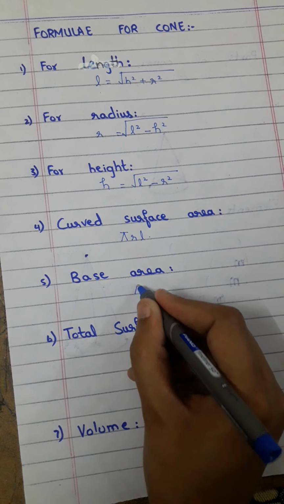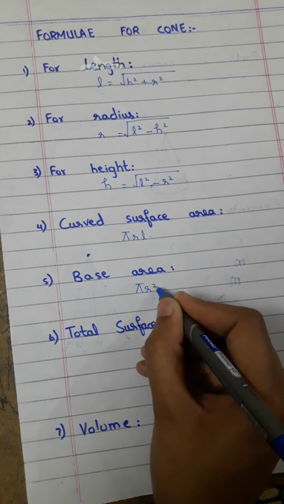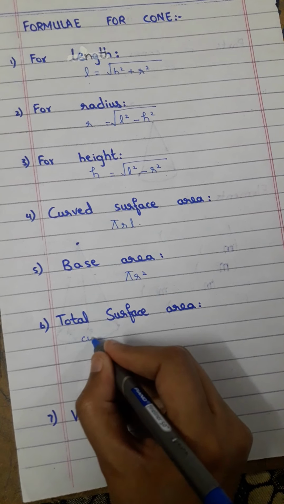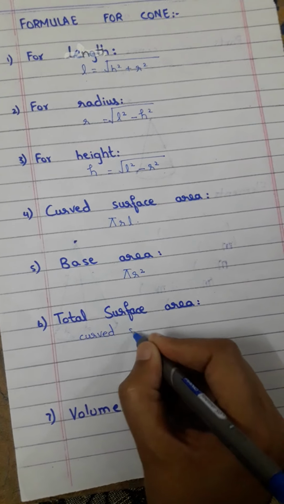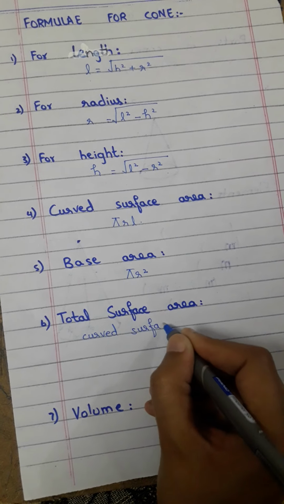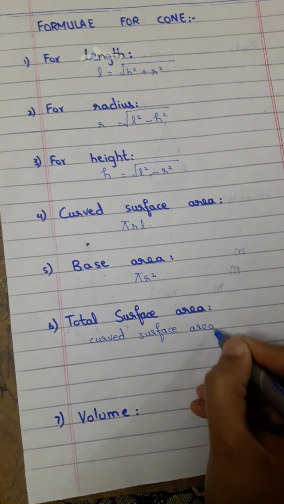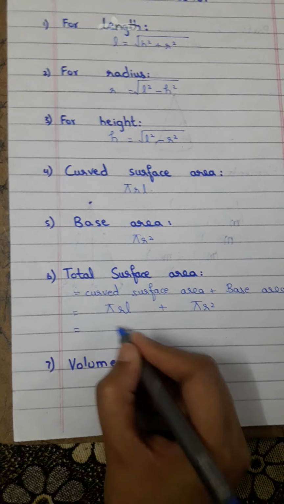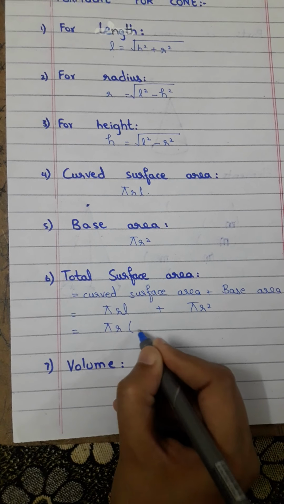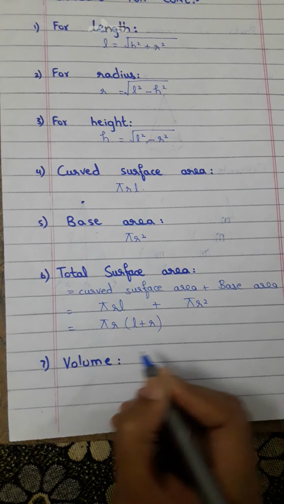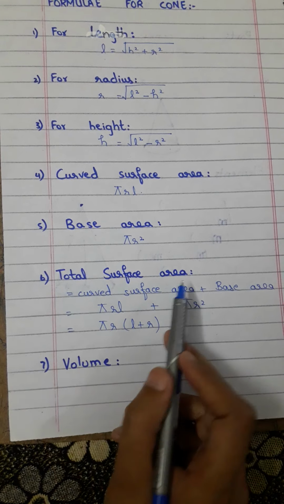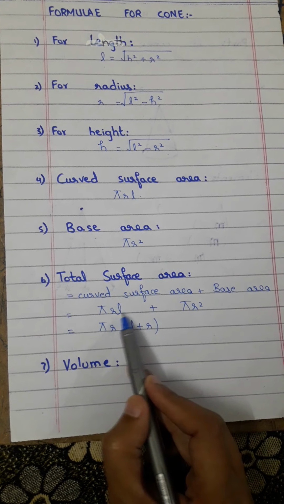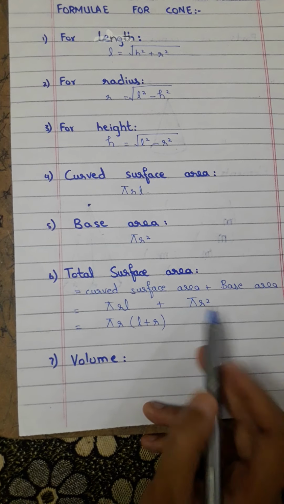For finding base area, we are using pi r square. Now total surface area is equal to curved surface area plus base area by using these formulas. Now pi r L and pi r square, इन दोनों में से आपके पास पाई आर जो है वो कॉमन आ जाएगा, पीछे एल प्लस आर रह जाएगा. आप डायरेक्ट इस फॉर्मूला को यूज़ करके भी टोटल सरफेस एरिया फार्मूला जो है वो फाइंड आउट कर सकते हैं. दोनों सरफेस एरियाज़ के फार्मूला को लगा कर भी आप सिंप्लीफाई कर सकते हैं.